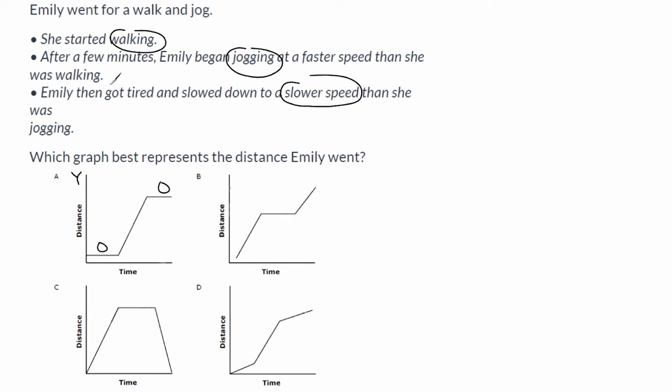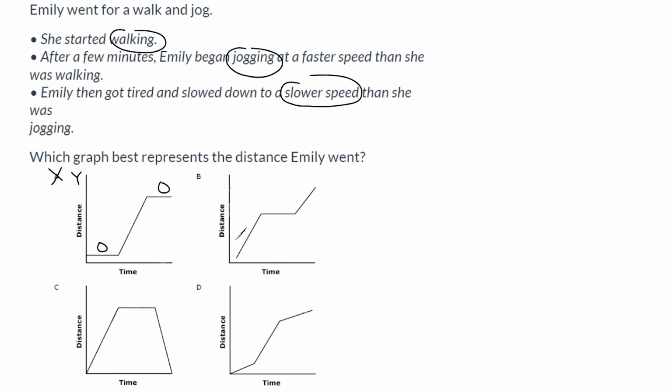Now remember, the first part of her excursion is walking. Walking would mean that you are actually covering some distance, so there should be some slope to the first part of the graph. And because there is no slope at this first part, that means that Emily would be standing still. She would not be moving at all. Therefore, choice A cannot be our choice.